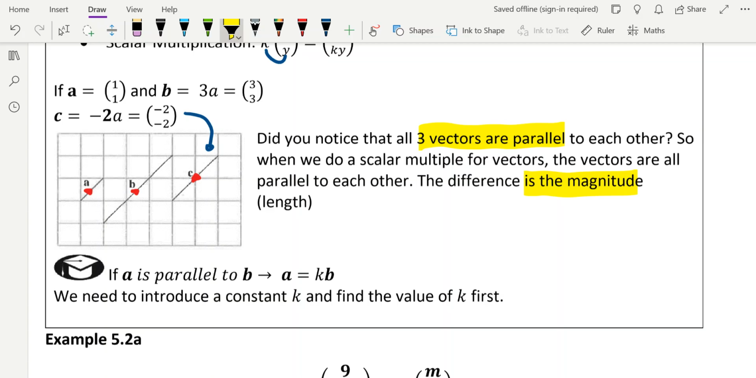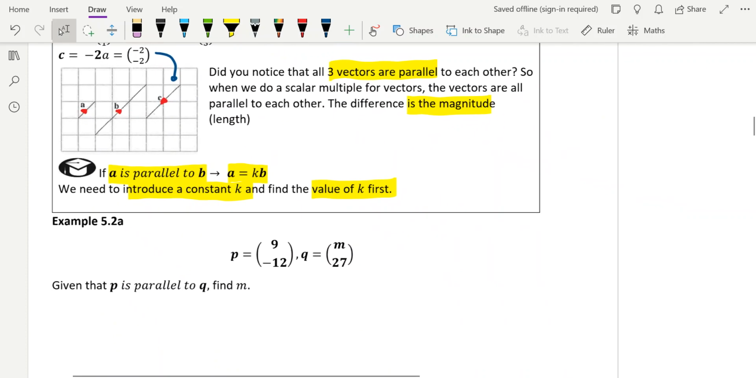So that's why if the question tells you that A is parallel to B, with a thinking cap, that means it's important. This means you introduce a K yourself. This means that A is equal to K times B. A bit like direct proportion: when you do your direct proportion, we need to introduce a constant K and find the value of K first.